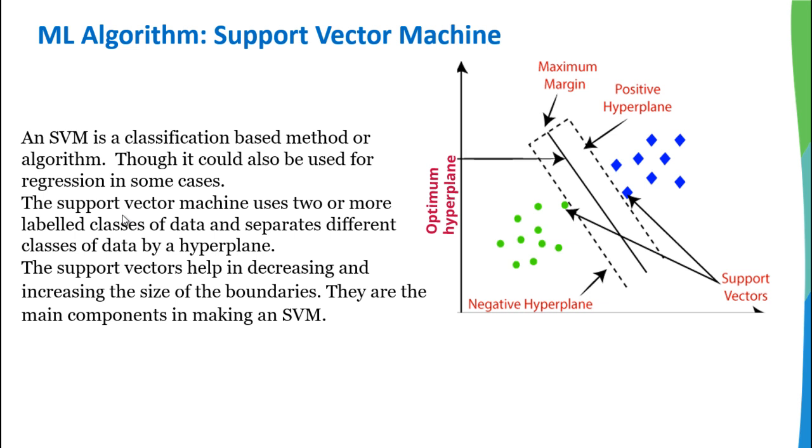It's a calculation based on the algorithm, and it could be used for classification as well. In some cases, the support vector machine uses two or more labeled classes of data and separates the different classes of data with what is called a hyperplane. As you can see in the plot diagram example, the support vectors help in decreasing and increasing the size of the boundaries, and they are the main component in making the SVM.